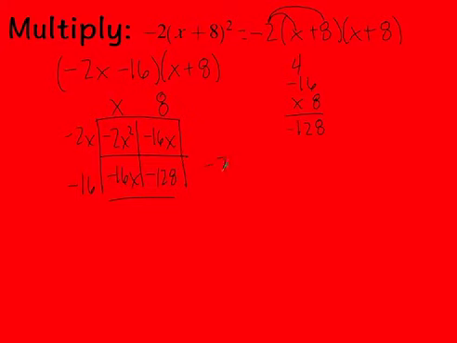So then we write everything down that's in the box. And then combine our like terms, which would be negative 16x and negative 16x. So our answer would be negative 2x squared. Negative 16x minus 16x would be negative 32x minus 128.